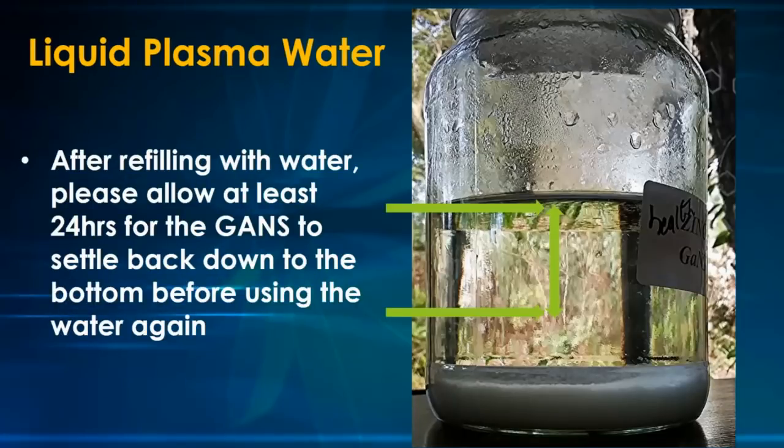But just please bear in mind that when you refill water in your container, you're going to sort of fluff up all your GaNs materials and they're going to start floating around. So please allow at least 24 hours for all this GaNs to settle back down to the bottom before you use that water again. You don't want to take in any of the GaNs in your water. So let's take what you need, fill back up, and then allow to settle before one uses it again.